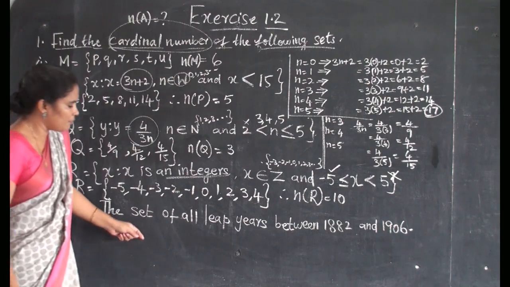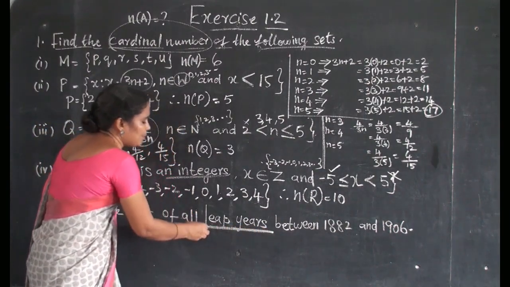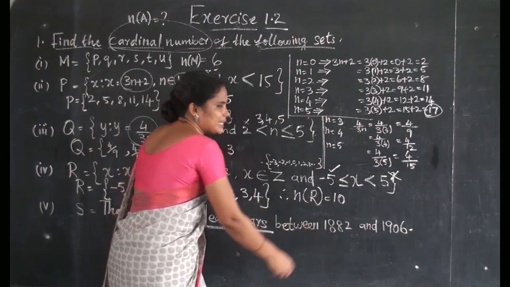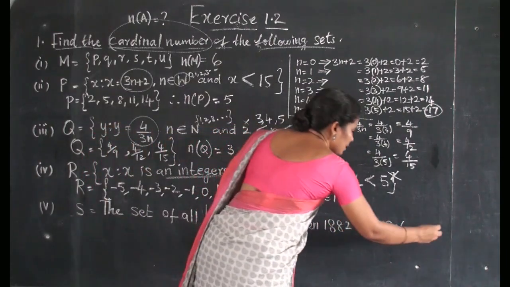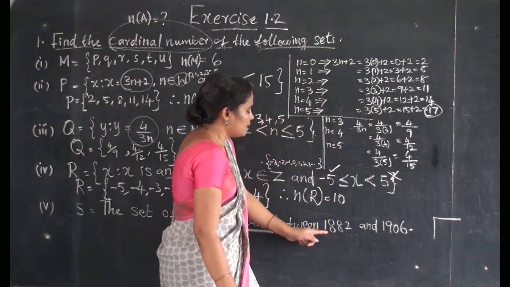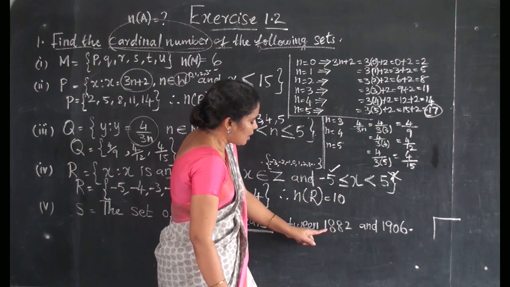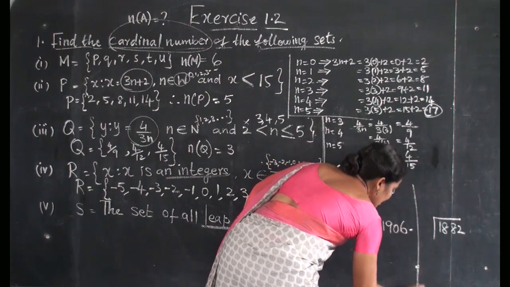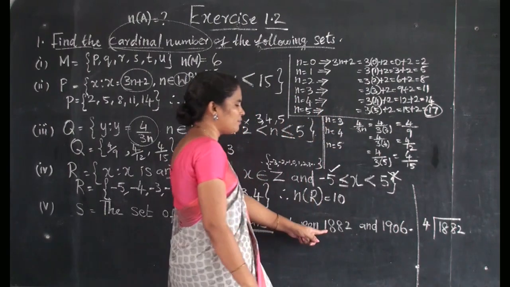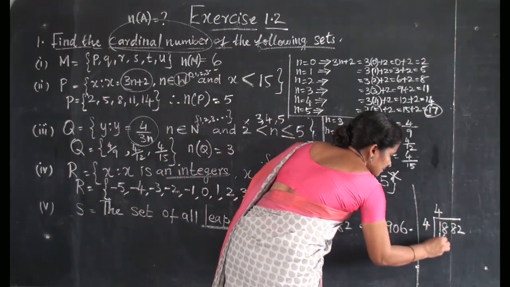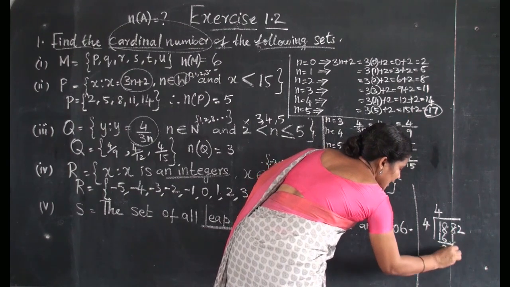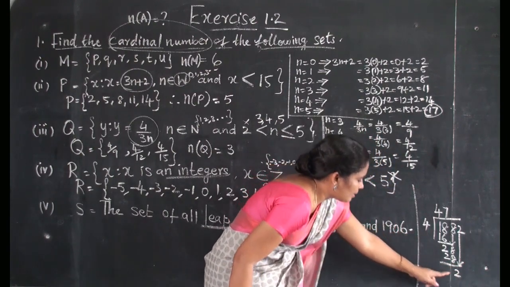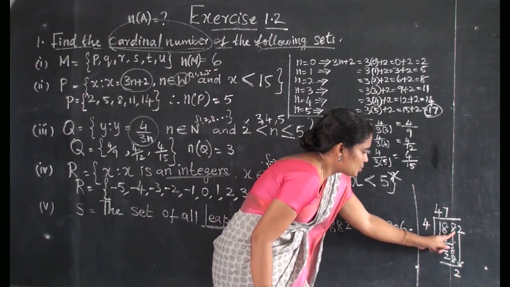S is equal to the set of all leap years. What is a leap year? A year which is divisible by 4, we must get remainder 0. So first of all we will check whether the year is a leap year, starting from 1882. By dividing, we can find out whether it is divisible by 4. 4 4s are 16, 2, 8, some 4s are 28, and with the next number 2, we have remainder. So 1882 is not a leap year.